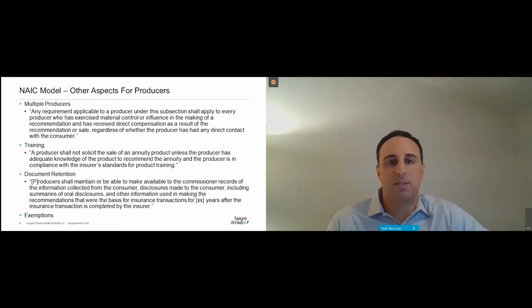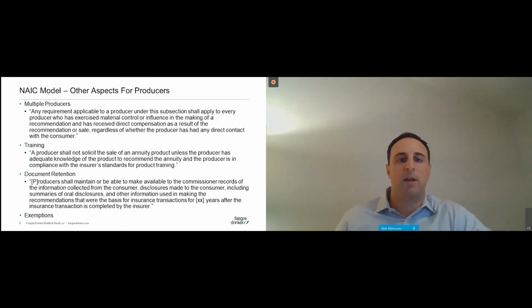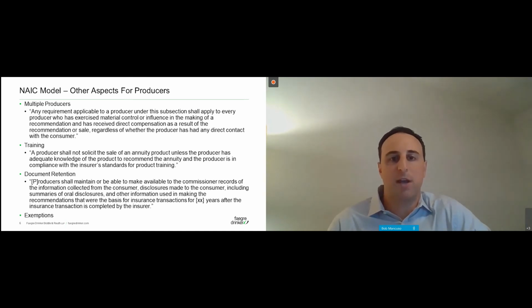And I think in some instances that may make some sense, but in other instances, I think it also has the opportunity to pick up some conduct where maybe that's not really the case. But if you do have a multiple producer setting, I think this is a provision of the model that you definitely want to be looking at and be thoughtful of.